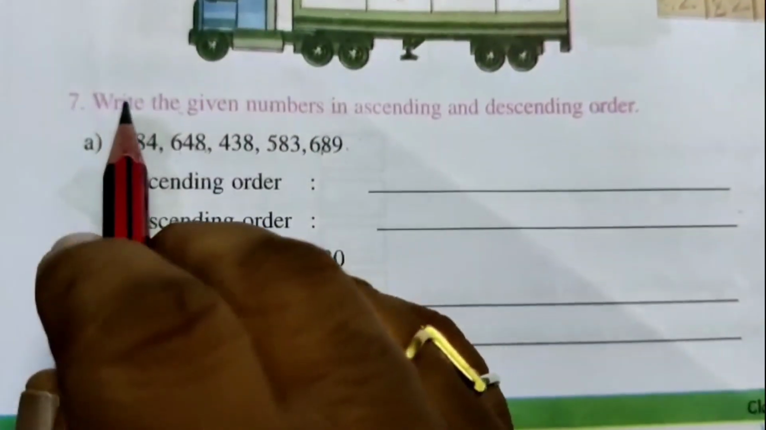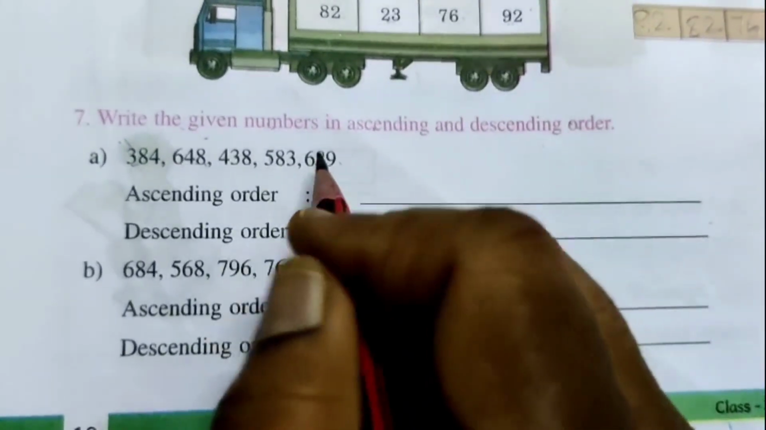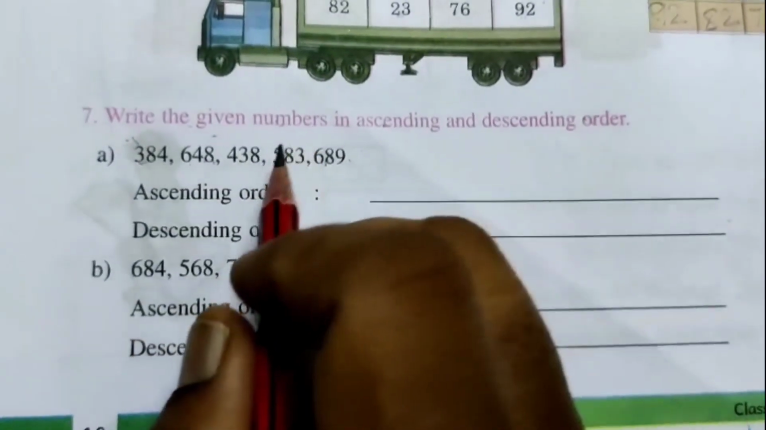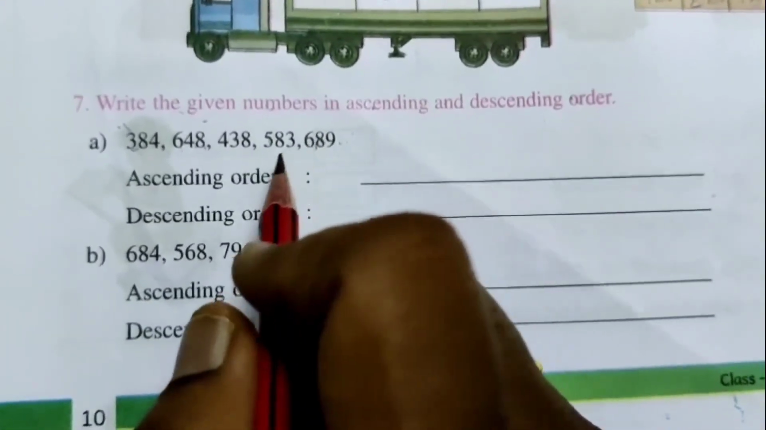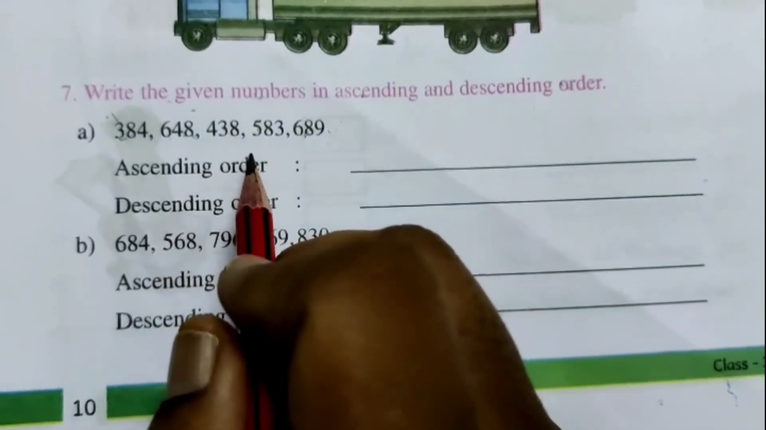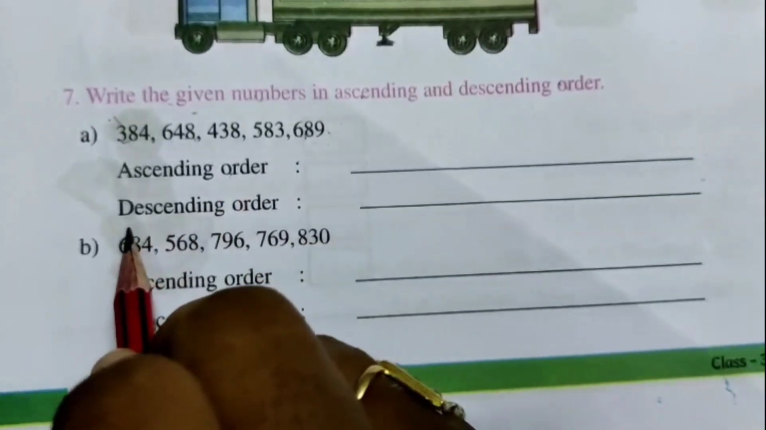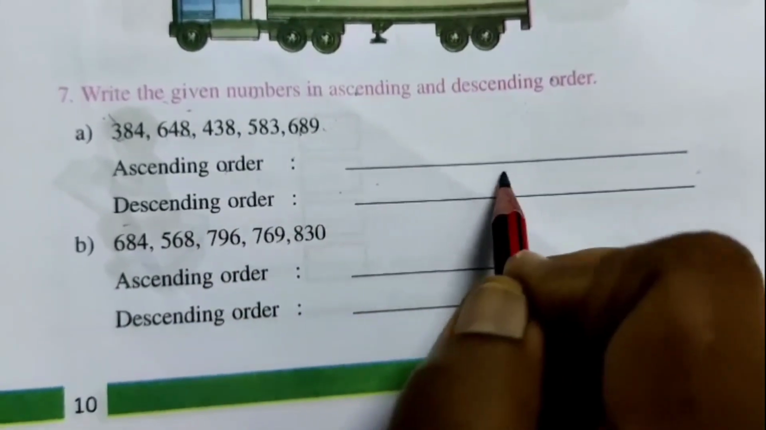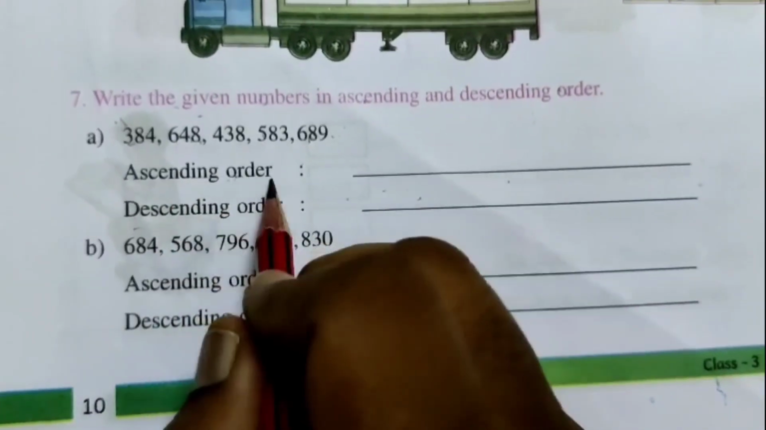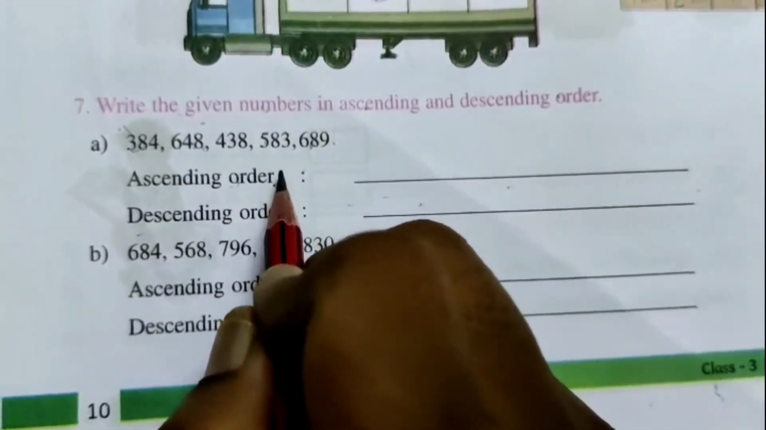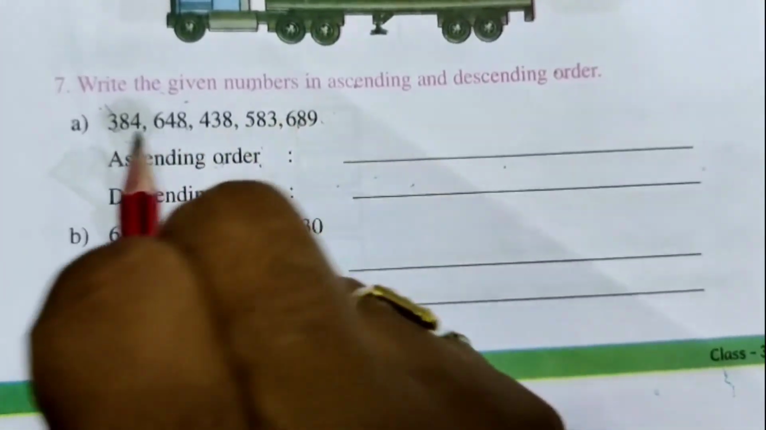Move to the next problem. Write the given numbers in ascending and descending order. Children, recollect the information: what is ascending order and what is descending order? When we arrange numbers from the lowest to the highest, it is called ascending order. When we arrange numbers from the highest to the lowest, it is called descending order. So, first we should write ascending order. First we have to identify the least number in the given numbers.